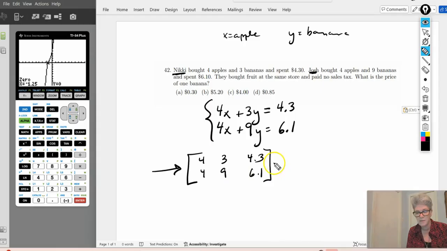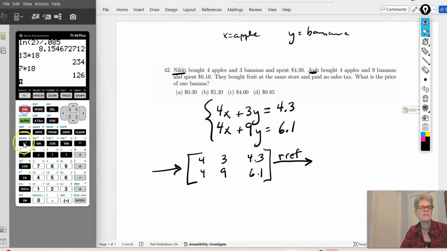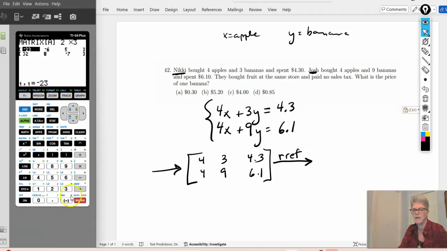You are allowed to use your graphing calculator. So in this situation, I would definitely use it. Okay, so we're going to get into the matrix menu, go over to the editor, and my augmented matrix is a 2 by 3. My first row is 4, 3, 4.3. And my second row is 4, 9, 6.1.